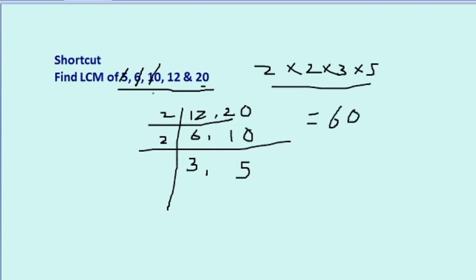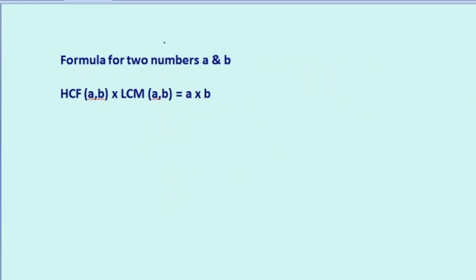60. So basically what we do in the shortcut, if the lower number is factor of any of the bigger number here, then we remove it. So only 12 and 20 LCM we take out. That will be LCM of all these 5 numbers. Then there is a formula for two numbers A and B. Mind this formula is only applicable if there are two numbers to find HCF and LCM. What does this formula say? If there are two numbers A and B, HCF of A and B multiplied by LCM of A and B will be equal to A and B.